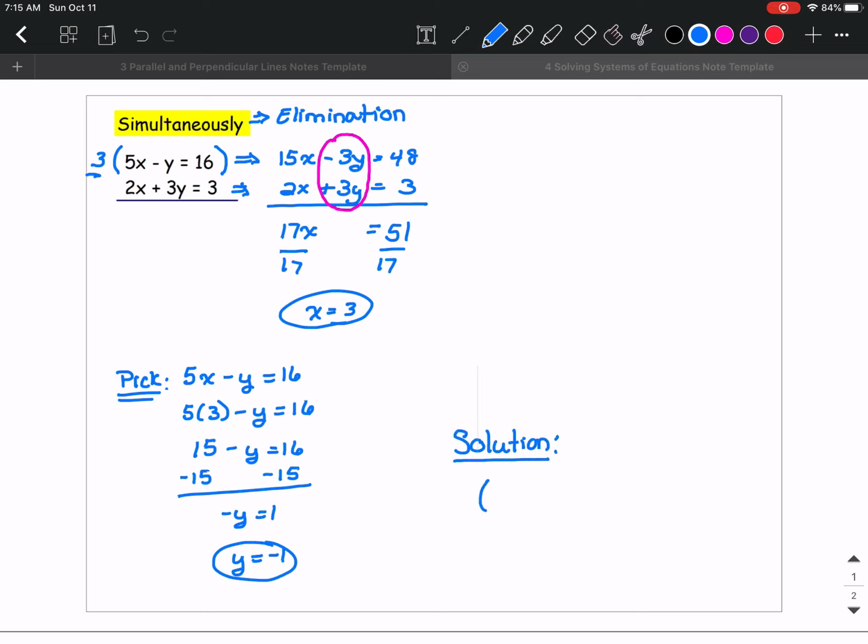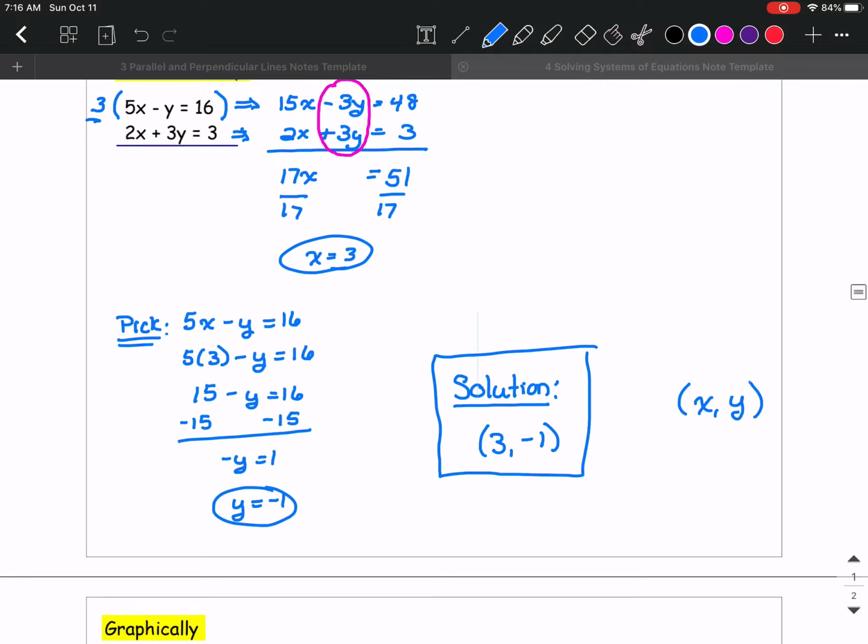It's going to be the ordered pair, 3, negative 1. And it has to be in the correct order. Remember, it's an x value, a y value, always in that order. Okay? All right. 2 methods down, 1 left to go.